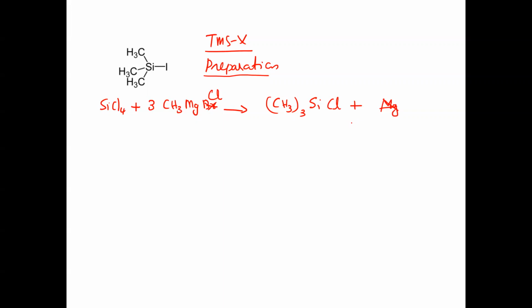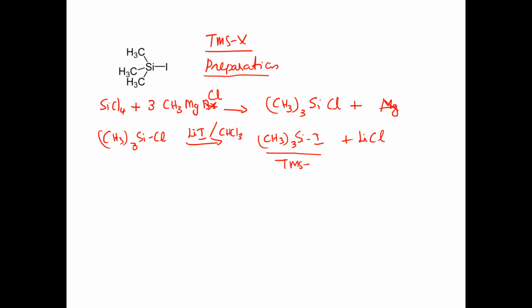We are not interested in the byproduct, so we are not writing that. This compound, trimethyl silyl chloride, can easily undergo halogen exchange. For example, if you treat the compound with lithium iodide in chloroform, there will be exchange of halogens. Chlorine will be replaced by iodine. We will get (CH3)3SiI plus lithium chloride. So we can make the compound trimethyl silyl iodide here.